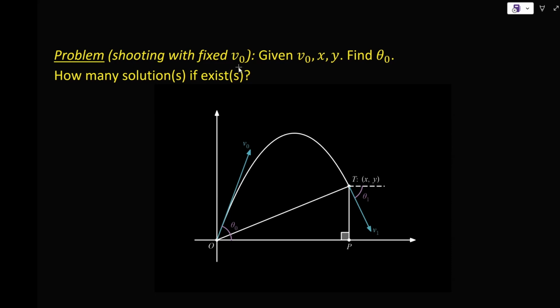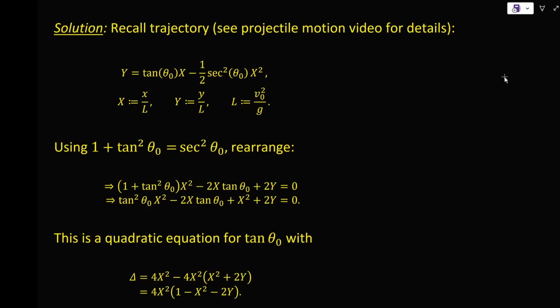Suppose that the launch speed v naught is given, and we also have the target coordinates x and y. What is the correct launch angle so we can hit the target? And also we may ask the question, does the launch angle even exist? And when it does, how many possible solutions are there? So here is our solution.